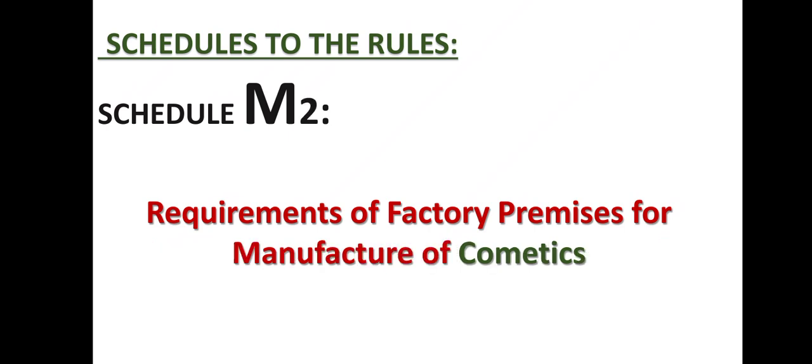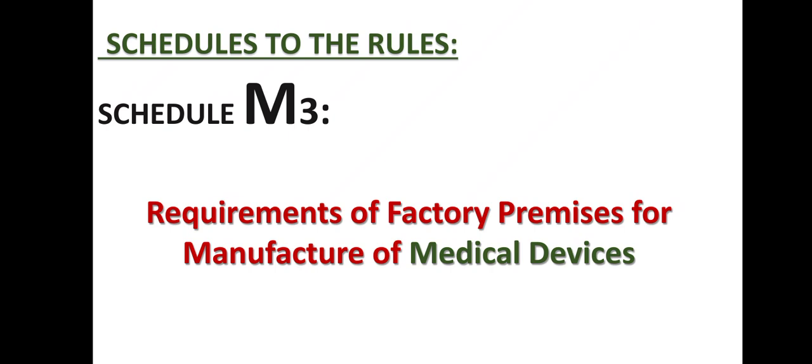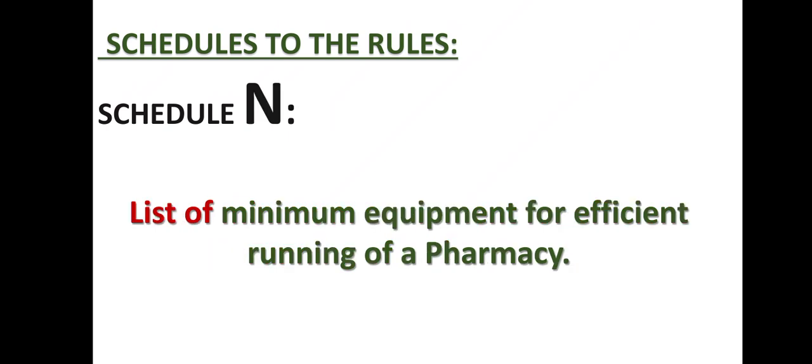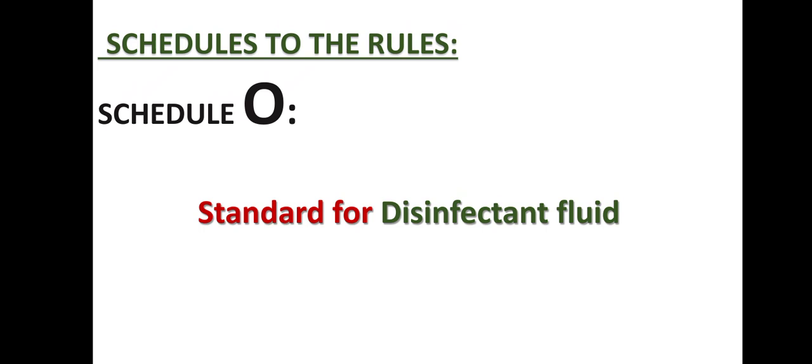Schedule M2 deals with the requirements of factory premises for manufacture of cosmetics. Schedule M3 deals with the requirements of factory premises for manufacture of medical devices. Schedule N deals with the list of minimum equipment for efficient running of a pharmacy. Schedule O shows the standard for disinfectant fluid.